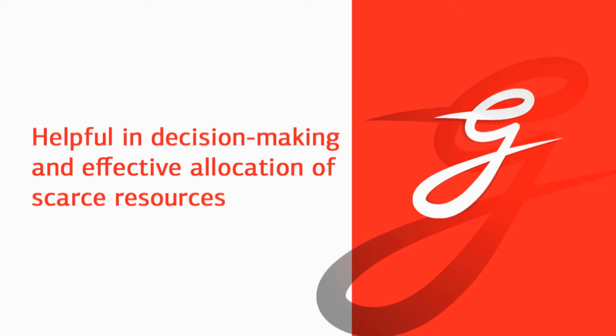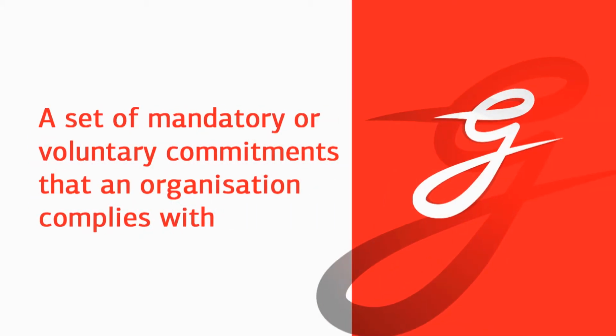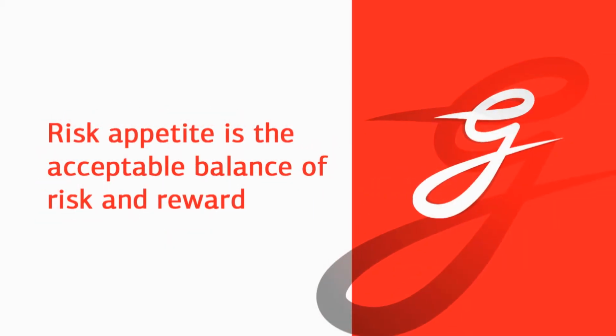Another building block is obligations. Obligations are the set of mandatory and voluntary commitments that the organization needs or chooses to comply with. Third building block is risk appetite. Risk appetite is defined as the balance of risk and reward that the organization is willing to accept.